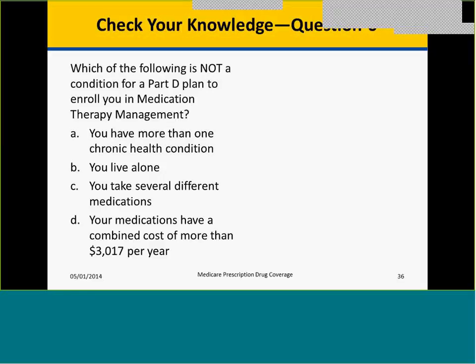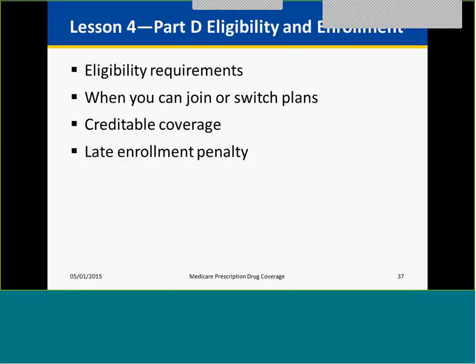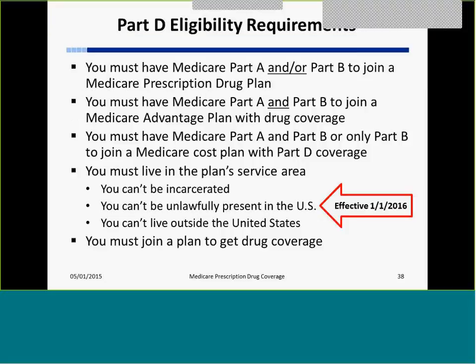Which of the following is not a condition for a Part D plan to enroll a person in medication therapy management? Paying attention, living alone. Yeah. Because the others are: I have one or more chronic conditions, I take several medications, and the medications have a combined cost of more than $3,017. Don't worry about medication therapy management so much because it doesn't come up very often, but you could be asked about it from time to time. And more importantly, it's in the Medicare review booklet you can pull out. Eligibility for Part D: I must have Part A and or B. I do not have to have both.